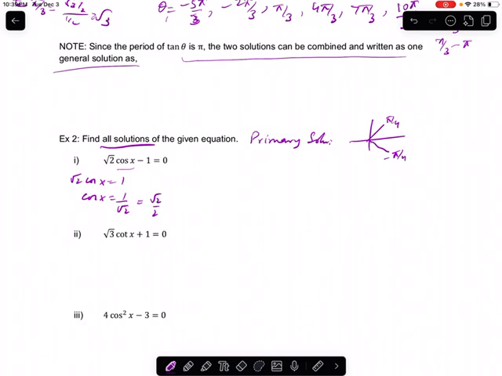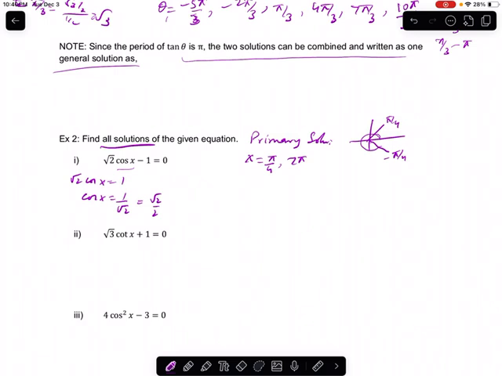Yes, we do. This is cosine x, not tangent x. So we are not going to pick one, but we have to have two. So the second one will be, so this is pi over 4, the second one will be, go like this, that will be 7 pi over 4. So we say x is equal to pi over 4 and then 7 pi over 4. So these are your primary solutions.